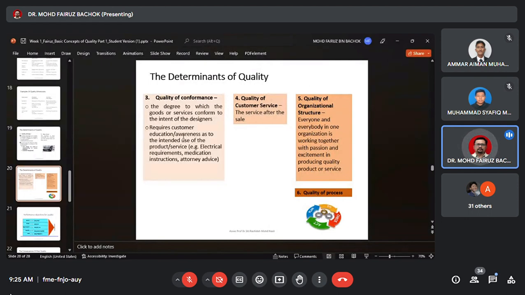The next one is the quality of customer service, which is the quality of the service. Make sure that after the sale, and during the purchase, you keep your promise. That is the quality of customer service. Then look at the quality of the organizational structure. Everybody in an organization works together, and this influences the quality of the product or service. If we have a well managed organization, then we produce people who will serve with quality service.